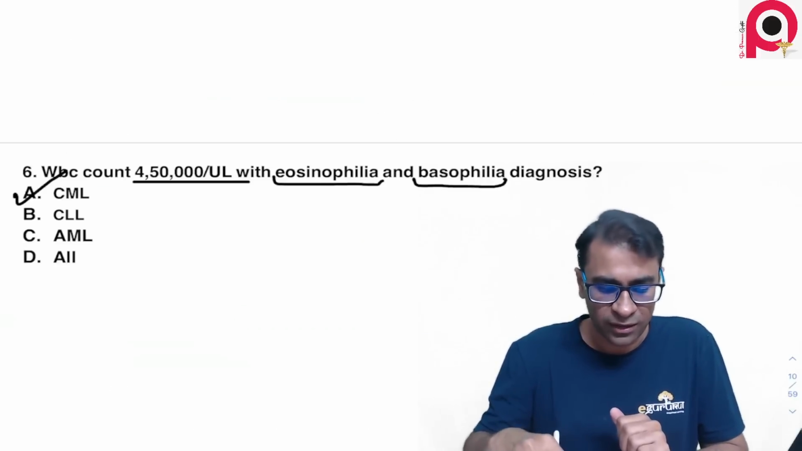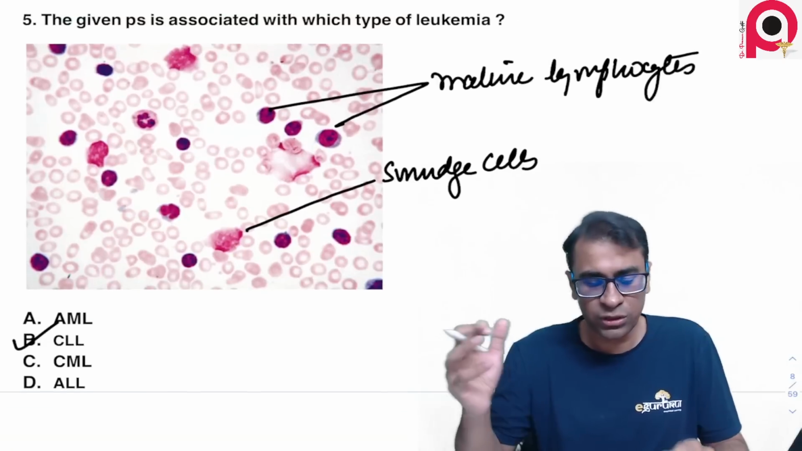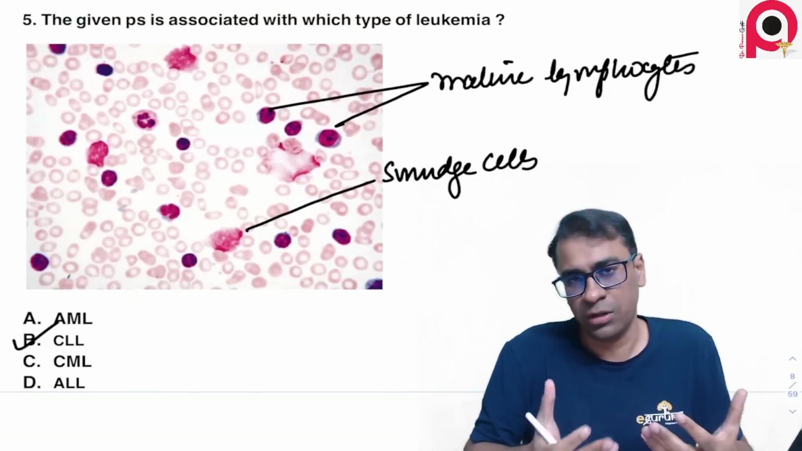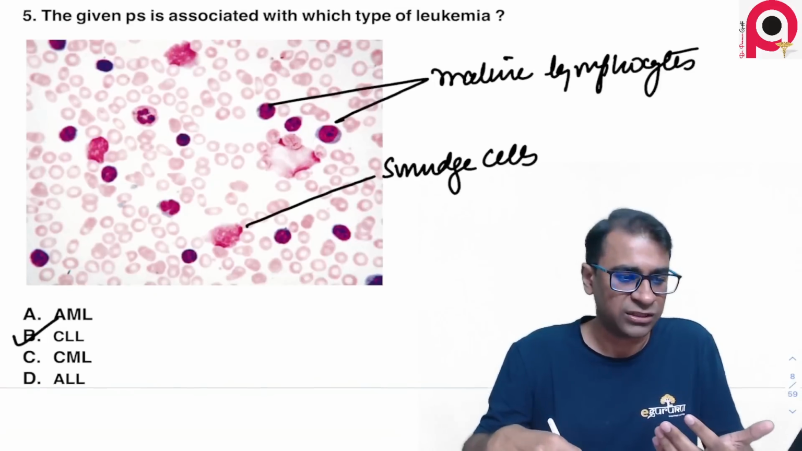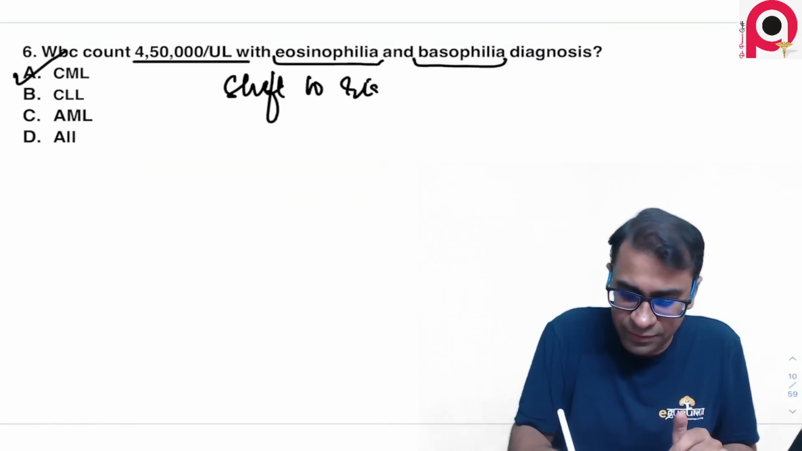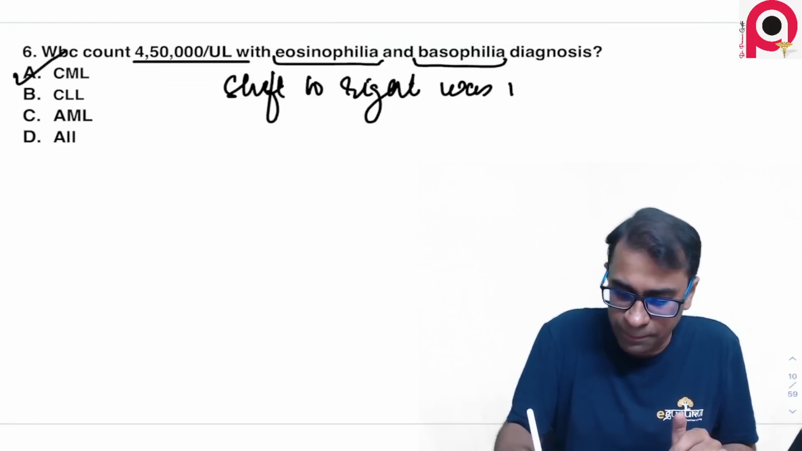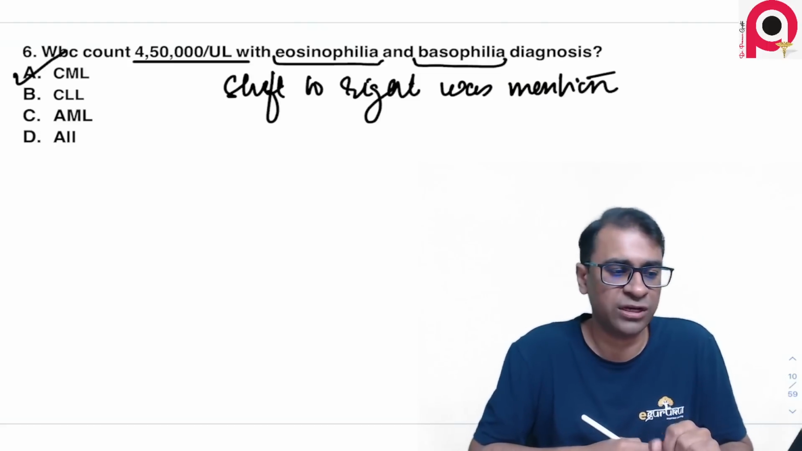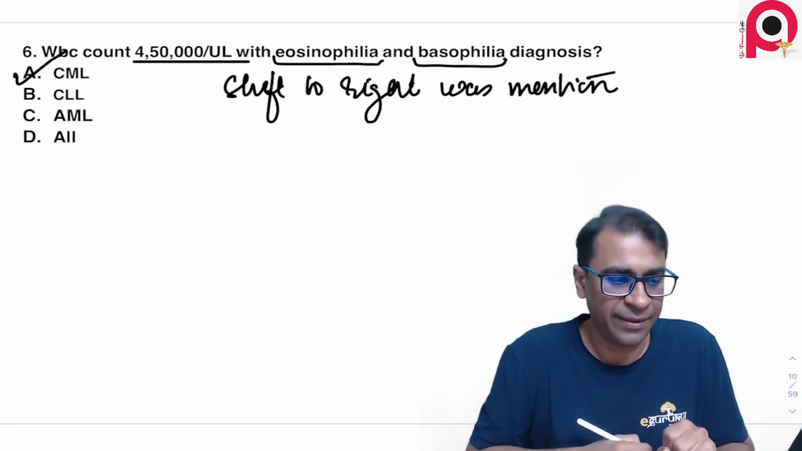Okay, some of you are telling me that this was not the question. So maybe this was a wrongly recalled one, and I'll just look into this. Shift to right was mentioned. Sir, shift to right was mentioned. But with a history of eosinophilia and basophilia, it looks like a case of CML.